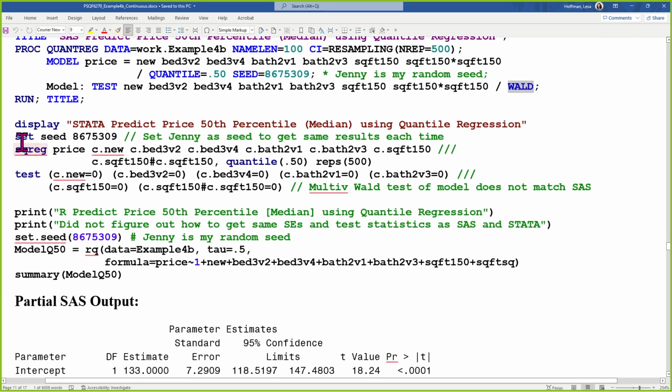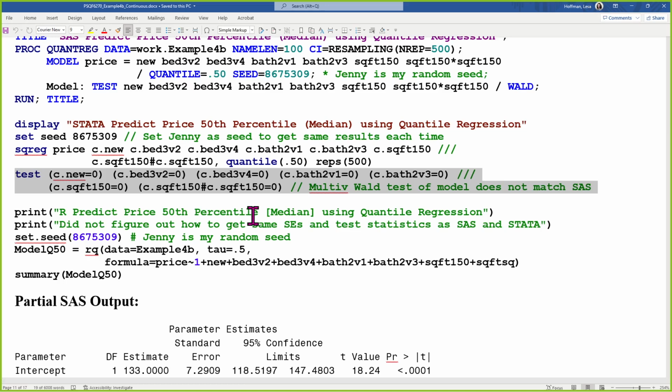In Stata, the setting of the seed comes first, but then I have sqreg as the thing that I'm using to estimate the model. So outcome variable is price. Here are all of my predictors. I am asking it to give me the 0.5 quantile, and replications are 500. And I'm using a test statement to get my F test for the model, and it does not match SAS, and I do not know why. So it's doing something different behind the scenes that I am not privy to. I looked through the documentation and couldn't figure it out, but this is a normal test statement with respect to how we would typically ask for joint tests of slopes across multiple predictors at the same time.